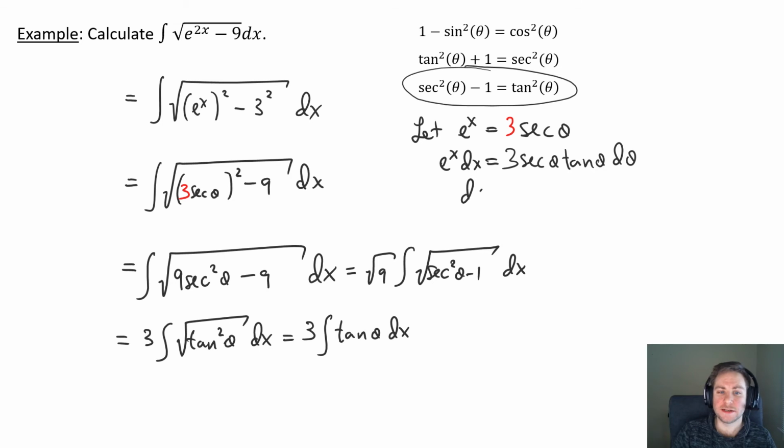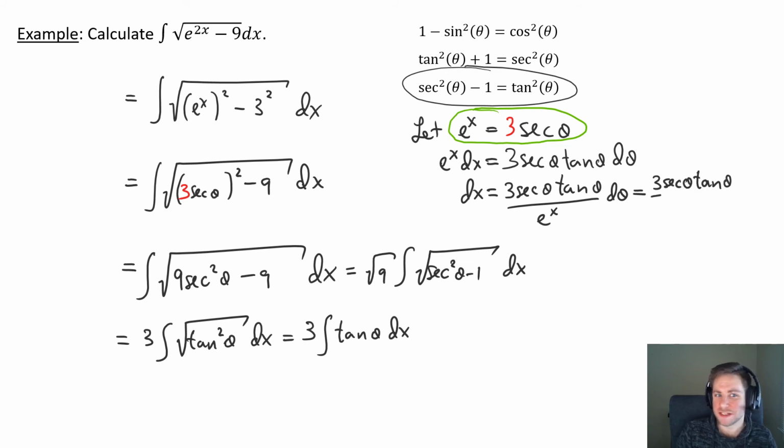Now, to see what dx is equal to, we can divide by e to the x on both sides. And this result might seem problematic because we've still got this annoying e to the x floating around. But on the other hand, we know e to the x is the same thing as 3 sec theta. So we may as well call it that, since we'd prefer to work with theta rather than x in this case. Now notice 3 sec theta can now cancel from the top and bottom of this fraction, which leaves us with this pretty nice result.